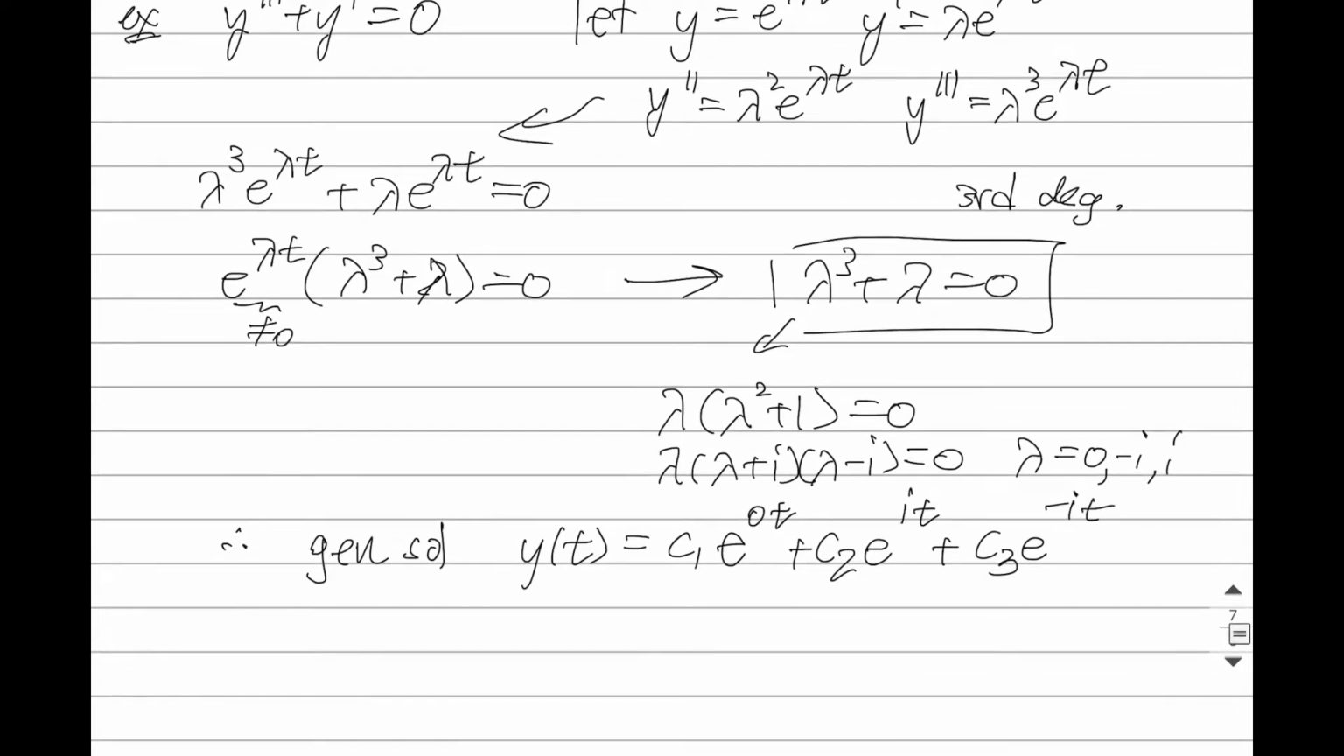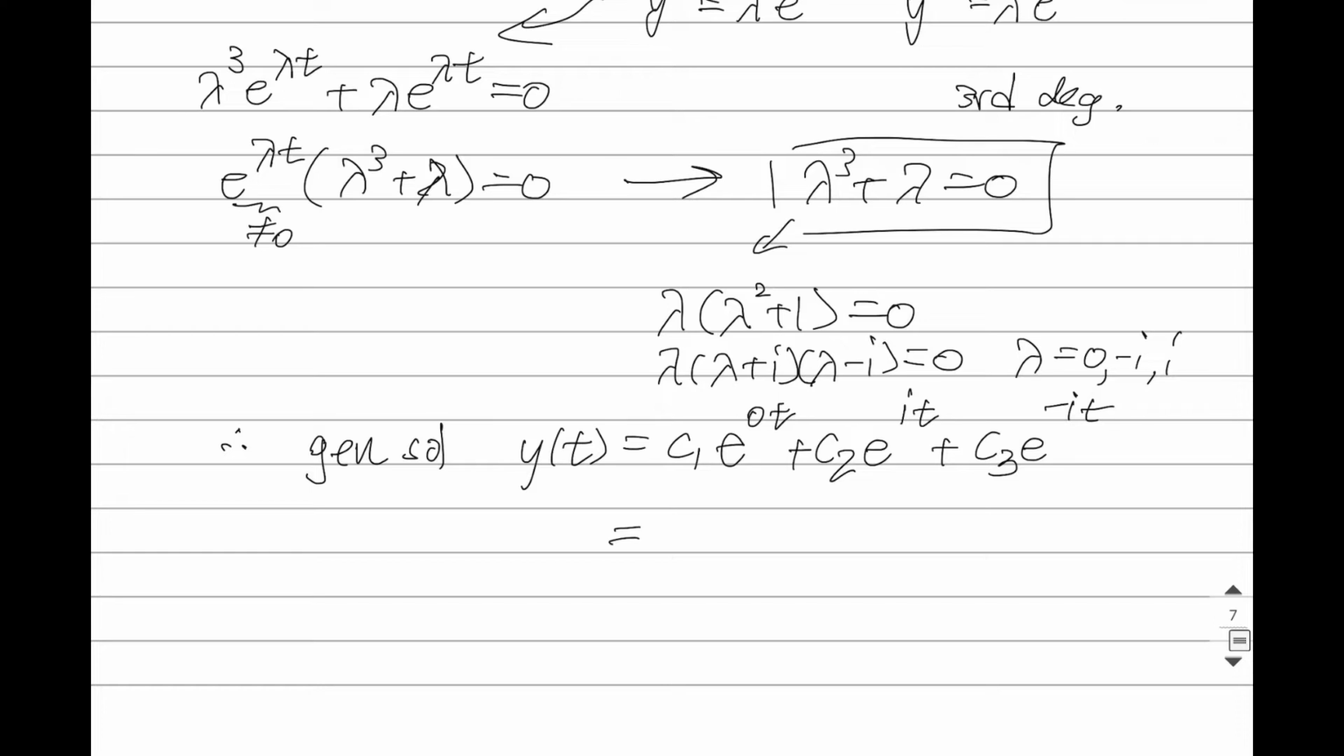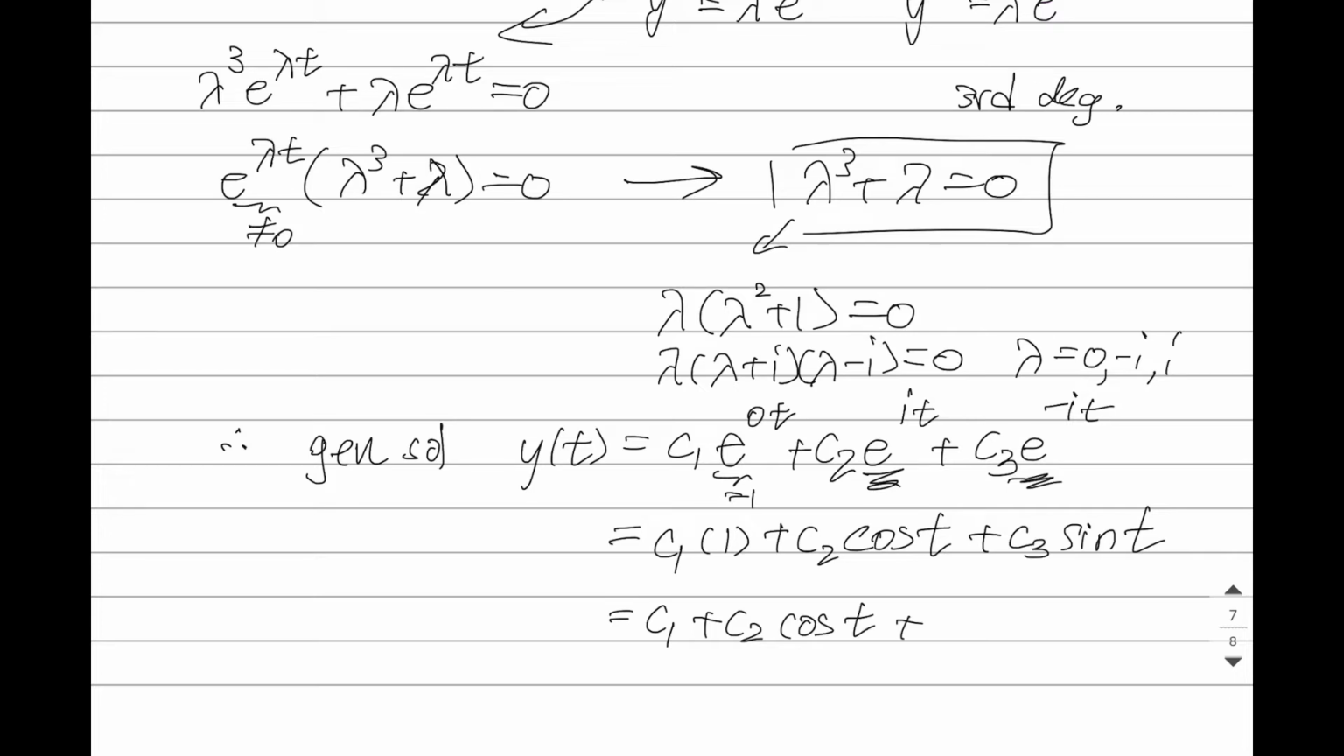Now remember, we don't like to leave things in this form. e to the 0 is just 1, so this would be C1 times 1. And remember, for these complex exponentials, we can always use Euler's formula to write them as cos t plus i sin t, and then we can group together all the cosines and sines. So at the end of the day, we always just collapse this down immediately to the sine cosine basis. So the general solution here would just look like this. So it worked out, at least for this particular example.